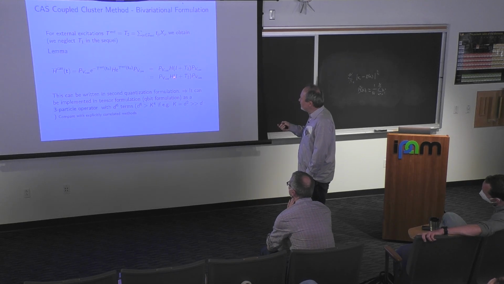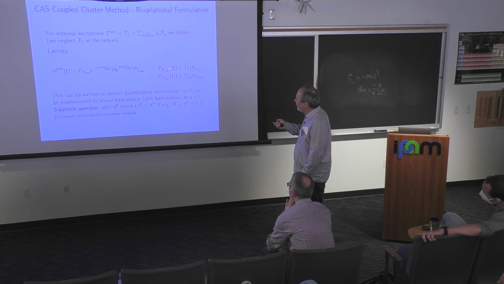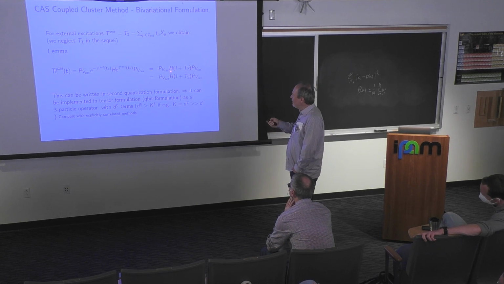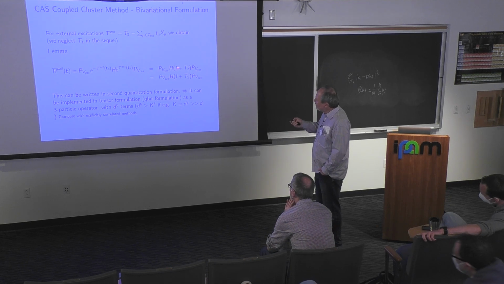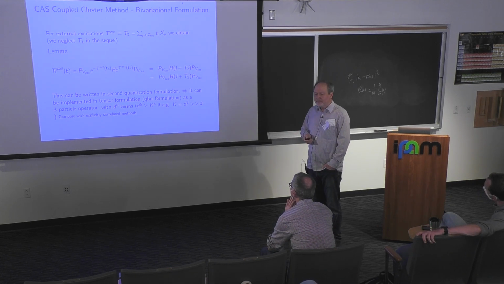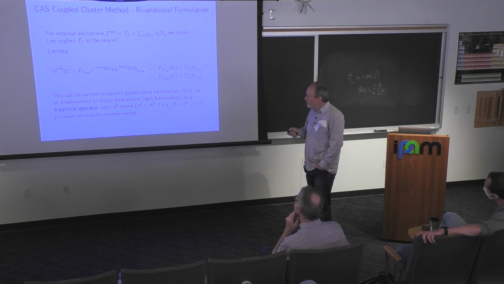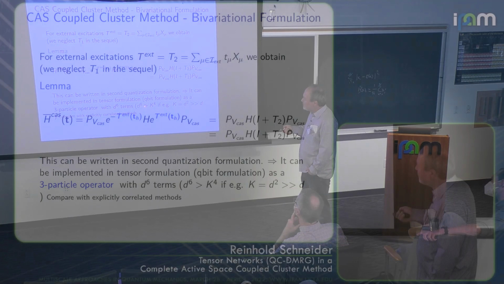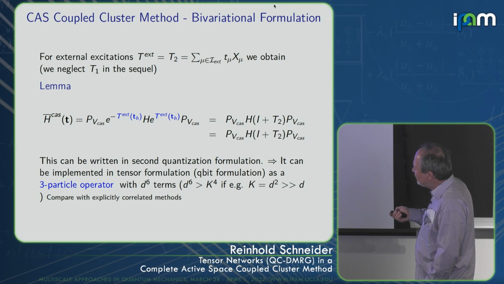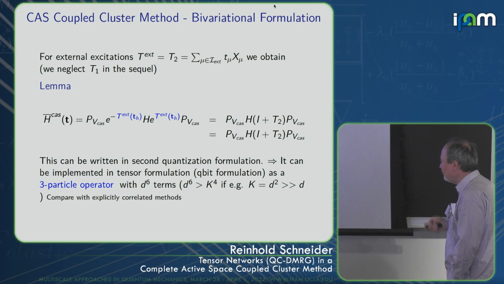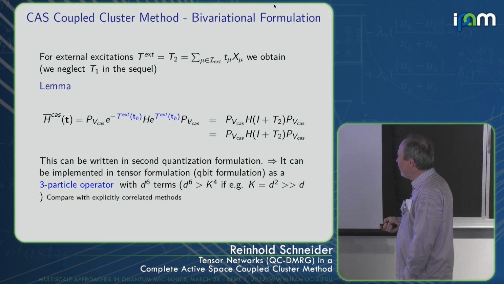And now it's easy. If you look at our DMRG and our formulation, we can write this in second quantization. It's quite easy, and it turns out that H times T2 is something like a 3-particle operator. And it is really computable because D is much smaller. So it's scaling with D to the power 6, but this can be smaller than K. So it should be smaller here.